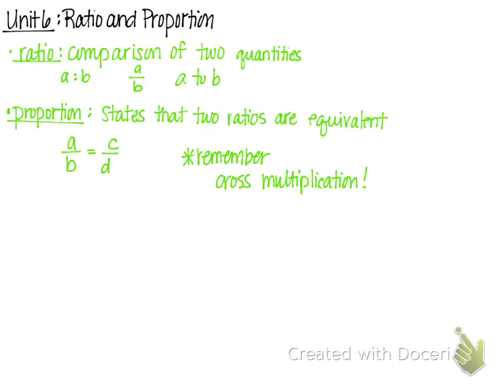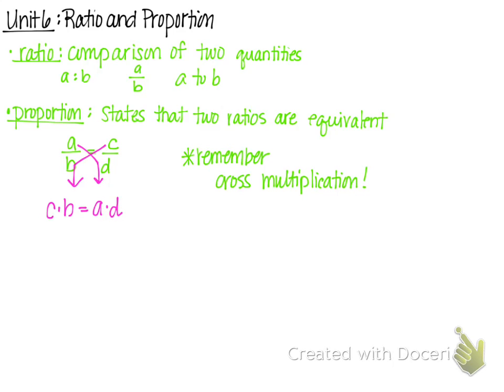A ratio is a comparison of two quantities, and it can be written three ways. A colon B, A over B, which is what we use most of the time, and some people write A and the actual word "to" B. So a proportion states that two ratios are equivalent. So if you take a look at what we have here, we have that A over B is equal to C over D. And remember, in the past, to solve these, if you had an unknown, you had to do cross multiplication. So remember, for cross multiplication, this would be C times B, and this would be A times D.